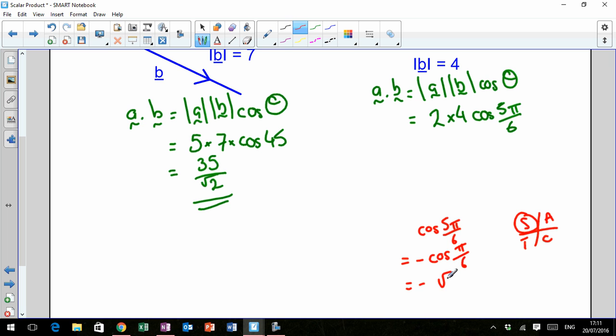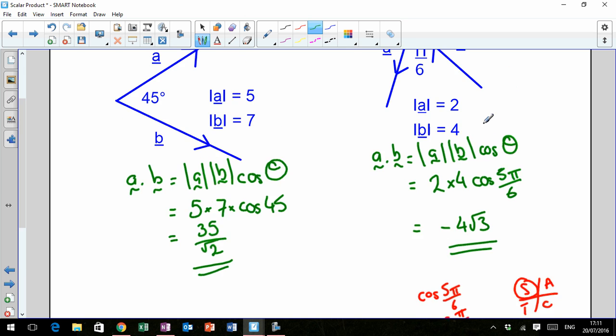negative root 3 over 2. Okay, so that now becomes 8 times negative root 3 over 2. So it'll be negative 4 root 3 when you do the 8 divided by the 2.